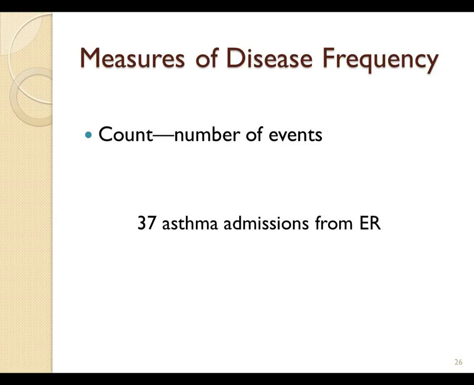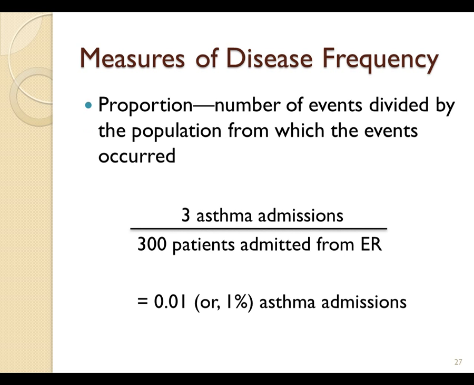So once you have developed your case definition, you can then examine disease frequency in your population. The first measure we will look at is the count, which is simply the number of events. So if you're conducting a study on asthma admissions in the emergency room, the count is simply the number of patients admitted to the emergency room for asthma.